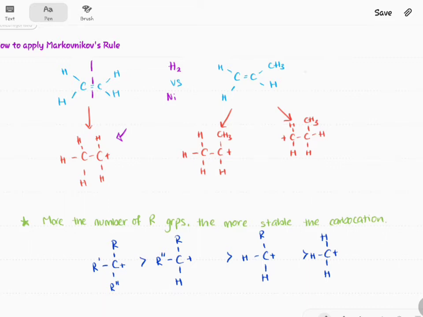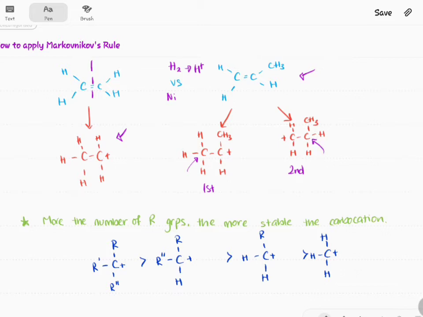There isn't any other variety here basically because it's a symmetrical alkene. Whereas on the other side, for the propene, we have two types of carbocation. The electrophile here is the H+. It has either attacked the carbon with the two H's, therefore yielding the first carbocation, or it has attacked the carbon with the methyl group, which has yielded the second carbocation.